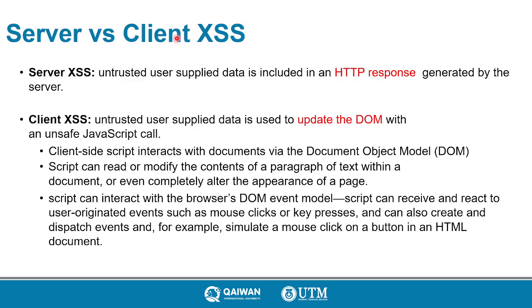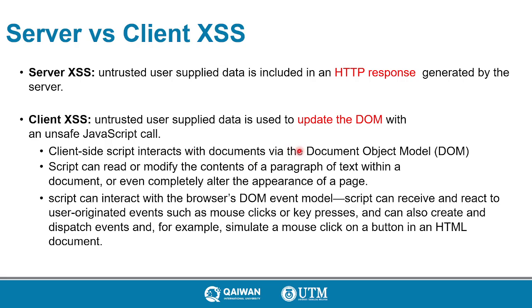We have server-side and client-side XSS. In server XSS, untrusted user-supplied data is included in an HTTP response generated by the server. However, it is different from client XSS. In client XSS, untrusted user-supplied data is used to update the DOM with unsafe JavaScript code. In other words, in the client one, we already have everything, but the attacker will send something that would update our safe JavaScript and change it to some malicious or unsafe JavaScript code.